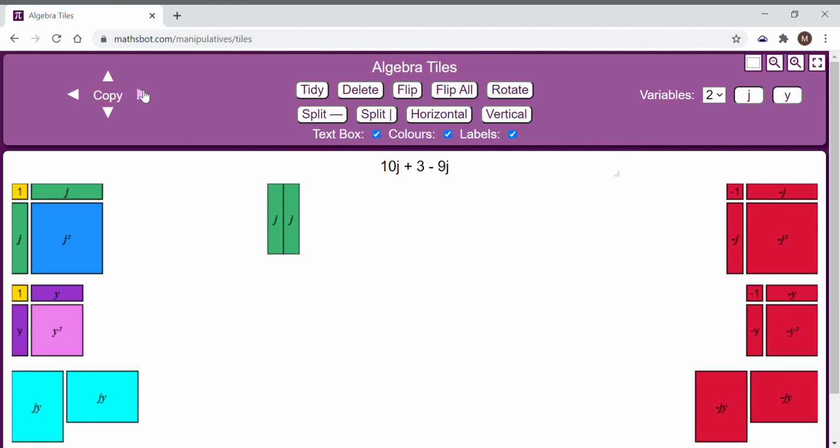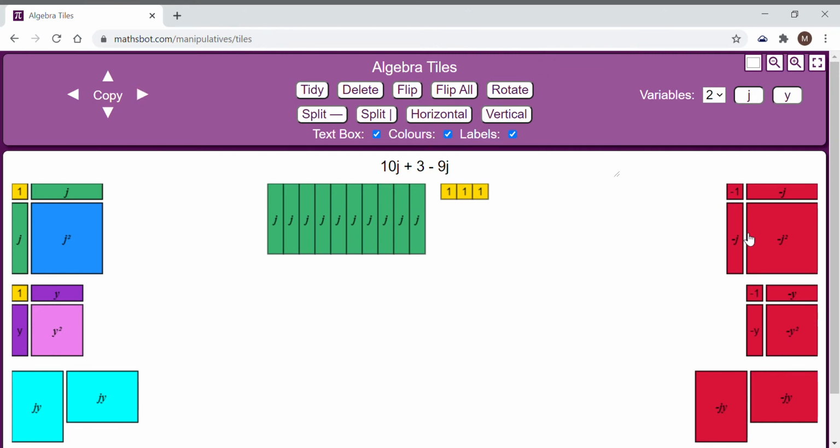1j, 2, 3, 4, 5 j's, 6, 7, 8, 9, 10 j's. And then we need 3 positive ones. So 1, 2, 3. And then we need to build negative 9 j's. So here's negative 1j, negative 2, negative 3, negative 4, negative 5, negative 6, negative 7, negative 8, negative 9 j's.